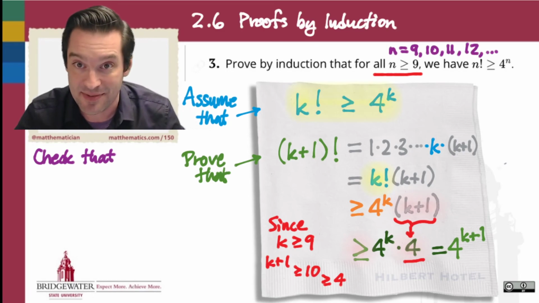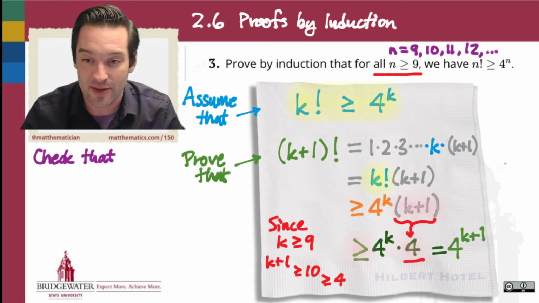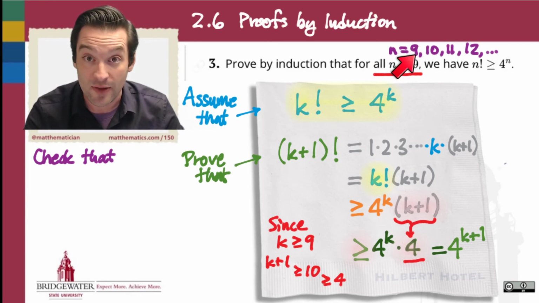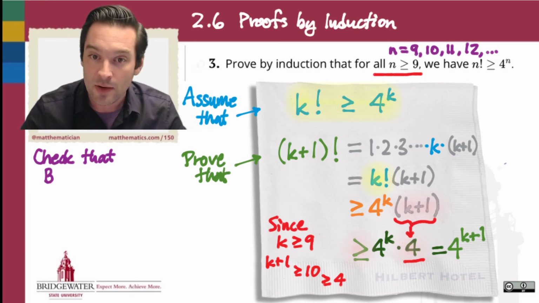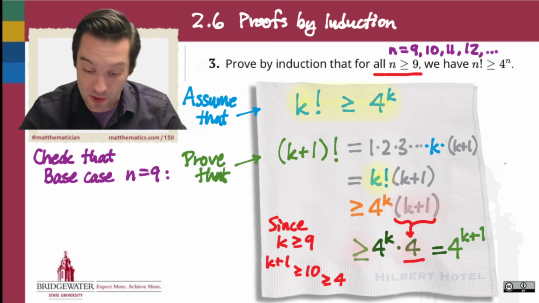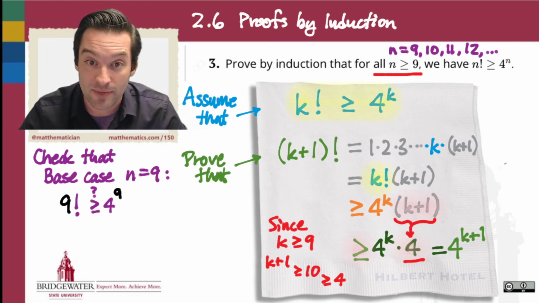Let's check the base case. We did a lot of hard thinking to figure out this inductive case, so this is like the cherry on the sundae. Let's check the base case. And here, the base case, because my first domino in the line is the domino for n equals 9, we just have to plug in n equals 9 into this inequality and figure out if it is indeed a true statement. Is it true that 9 factorial is greater than or equal to 4 to the power 9?